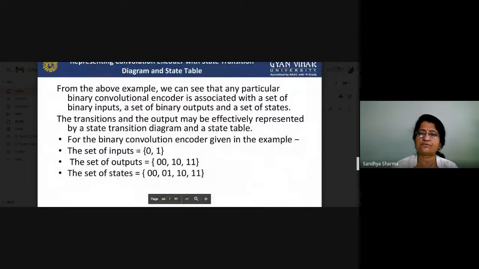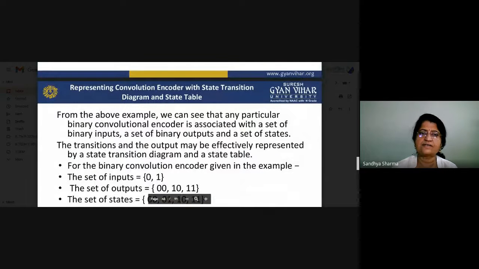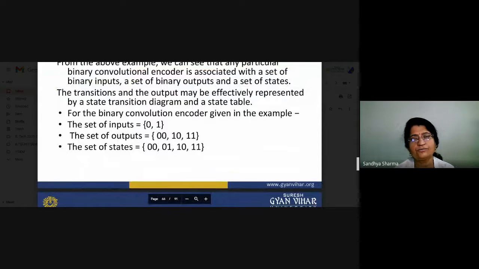Now we will switch to the state transition diagram. So what is the state transition diagram? We also have to calculate our state transition diagram, and the output may be effectively represented by a state transition diagram. So for the binary convolution encoder, the set of inputs is 0, 1, the output set is again a bit pair, 0 0, 0 1, 1 0, 1 1, and the set of states is the 4 states.